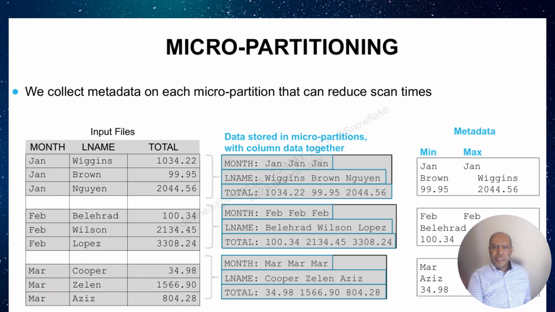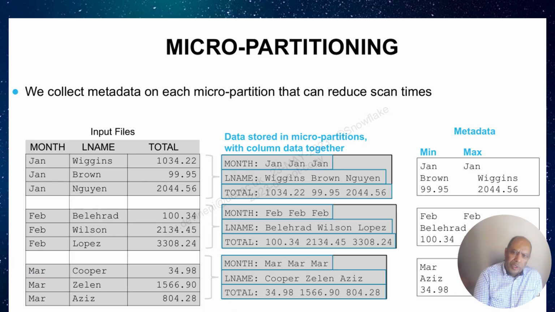Column data is stored together inside each micro-partition. Snowflake stores data in a columnar layout. All the month values for that partition are together, all the last names are grouped, and all the totals are grouped. This allows Snowflake to compress the data efficiently and scan only the columns needed for a query.